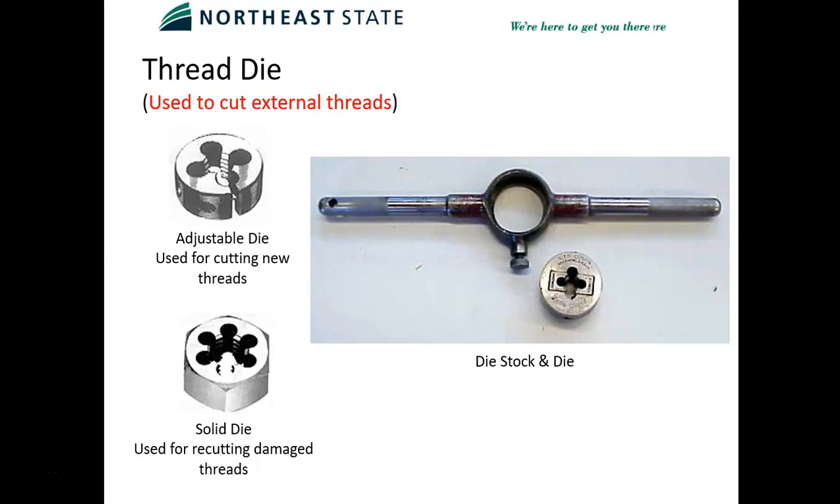These are dies. These are used to cut external threads. So if you have a piece of rod stock, you can actually cut threads on that and make a bolt out of it, or a threaded rod.